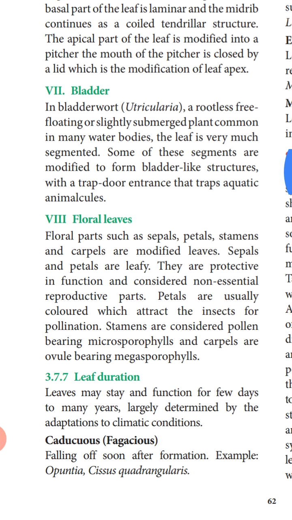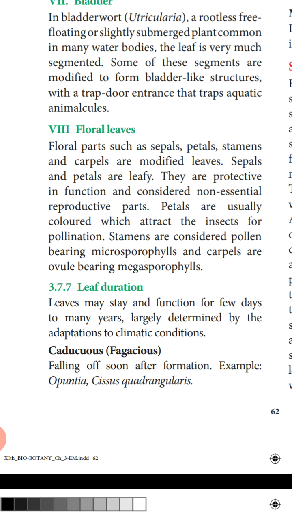Okay, next is the leaf duration. So leaves may stay and function for a few days to many years. Okay, in a plant we can see the leaves remain there for a few days, or they will be there for many years. So this is largely determined by the adaptation to climatic condition. The presence of the leaf for a short duration or for a long duration is decided by the climatic condition. So here there are four different types of leaf duration seen in plants.